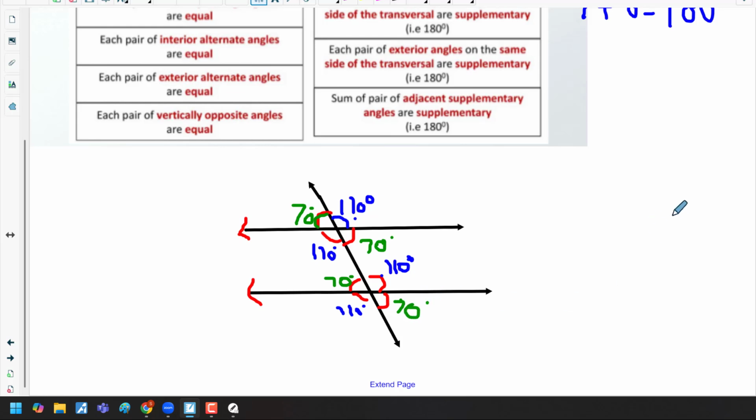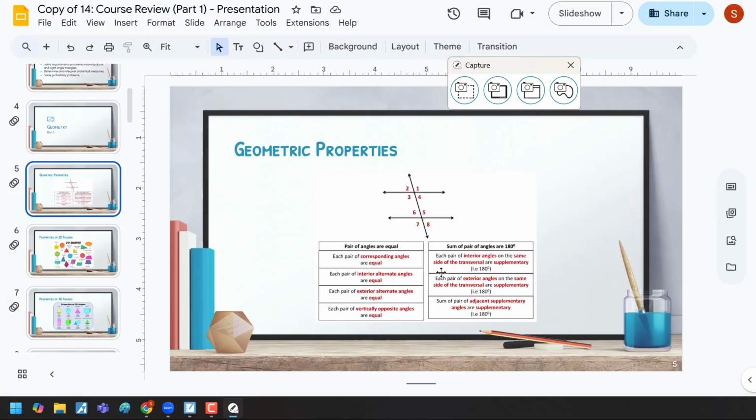That's it. So I started with one angle, and I figured out all 8 of them, or the other 7, I should say. But really, remember, there's only 2 different angles that are here.